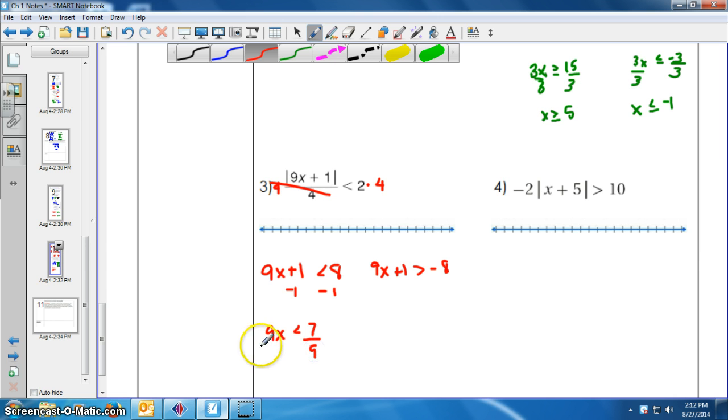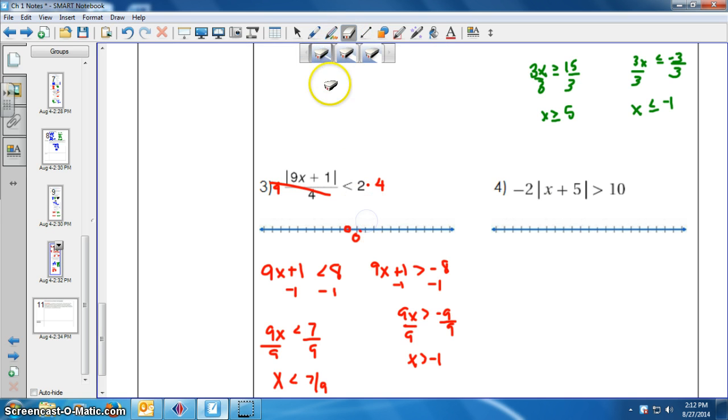This one's going to give us a fraction. So we have x is less than 7/9, and then -1. 9x is greater than -9. So x is greater than -1. So here's 0. -1's right here, open circle at -1, and then 7/9. 7/9 is not quite 1, so we're going to just get close. And, oops, it doesn't really look like an open circle there, does it? Well, let's fix that, because it should be open.